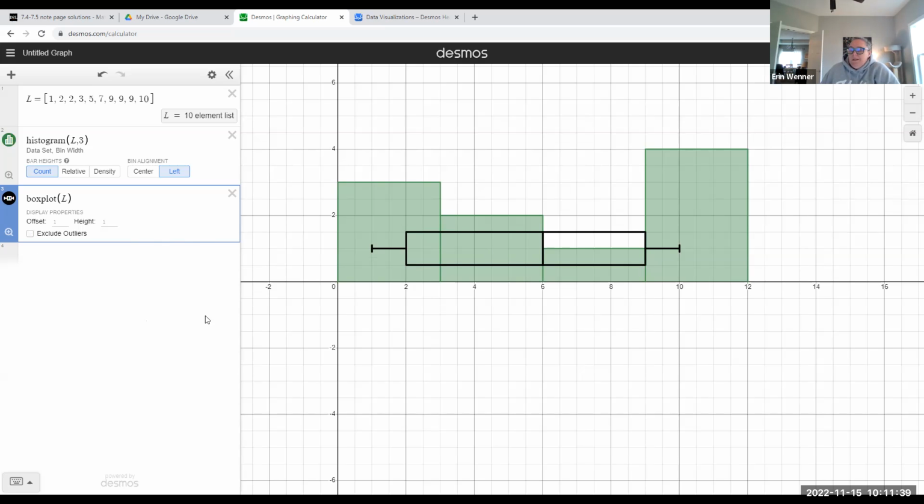But today we're going to talk about standard deviation, which we're going to show how you can do with Desmos as well. It won't make a bar graph, but it will make a histogram for you. And it will make a box plot. So there you go.